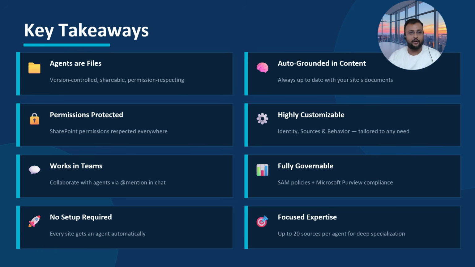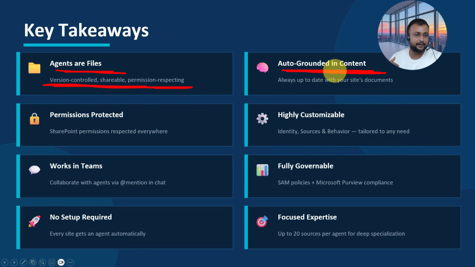In this particular section, all the agents that you are creating within your SharePoint are agent files. Basically it's fully version controlled, shareable, and respects permissions. It is auto-grounded in SharePoint content, which means that when any file is updated, you will get the latest content from there. It's not working based on an outdated data source or an already trained model. So any live updates within your documents can be reflected in the search result as well. Everything is permission protected and highly customizable.